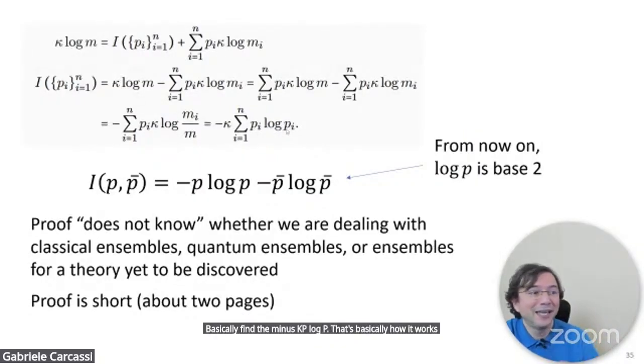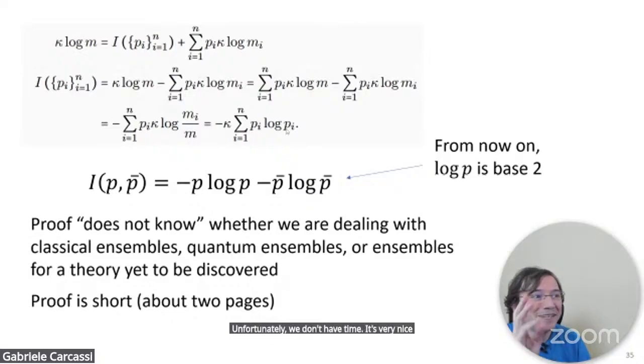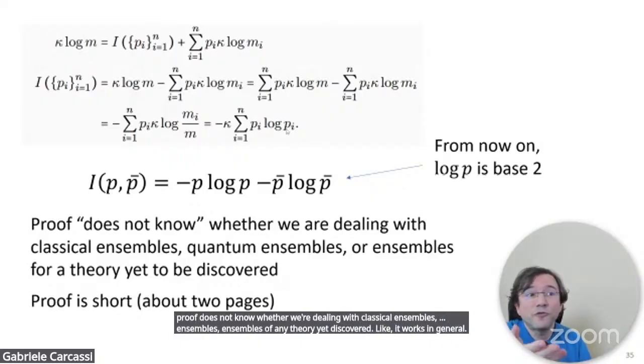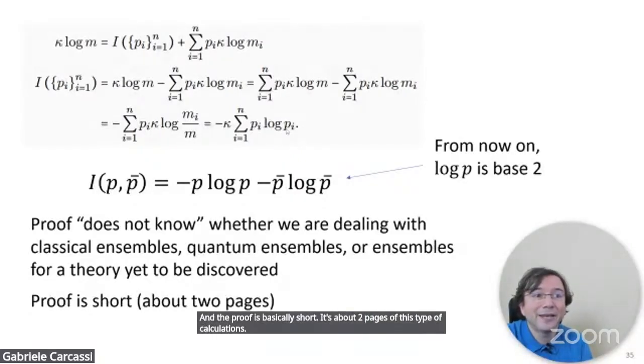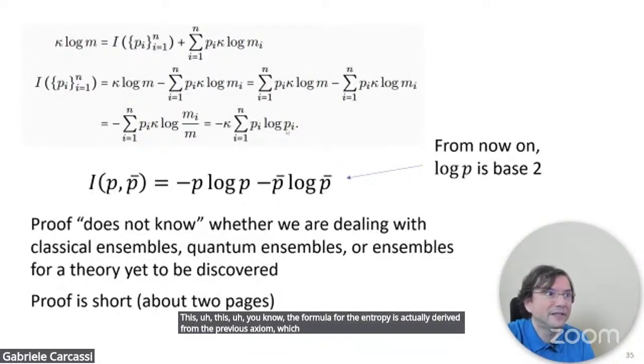And again, it's in the draft of our book. You can go and see the details, which unfortunately we don't have time for. It's very nice. But the point is that the proof does not know whether we're dealing with classical ensembles, quantum ensembles, or ensembles of any theory yet discovered. It works in general. And the proof is basically short. It's about 2 pages of this type of calculations. And so we didn't need to put in the formula for the entropy; it is actually derived from the previous axiom, which I find very satisfying.